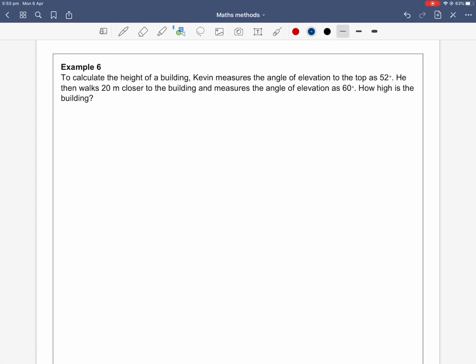So let's first draw a diagram. Grabbing your trusty straight edge or ruler, let's draw the ground, straight lines, and let's draw the building, beautiful straight lines, and let's connect the ground to the building because that will become our angle of elevation, the first one anyway, because Kevin initially looks at the angle of elevation as 52 degrees.